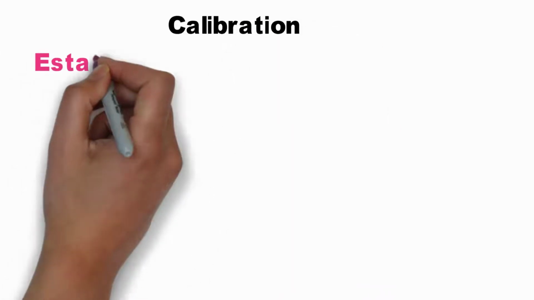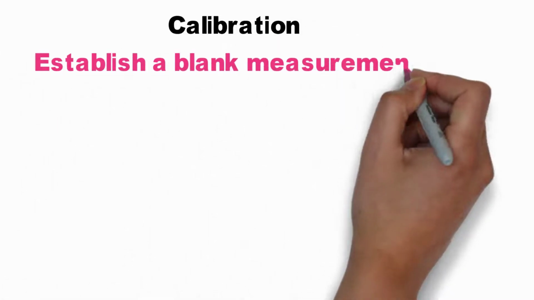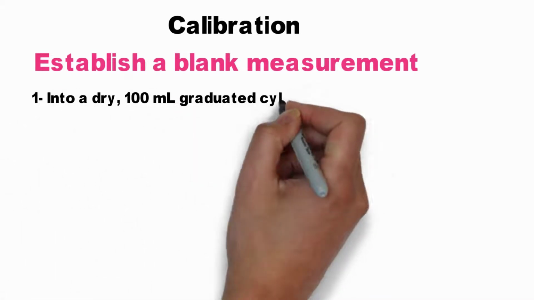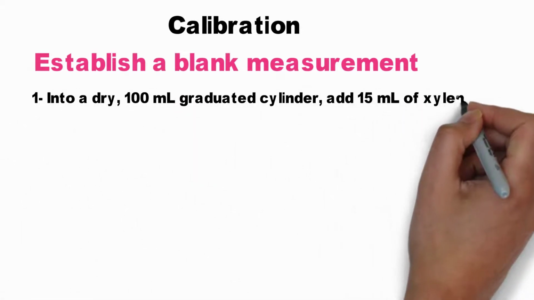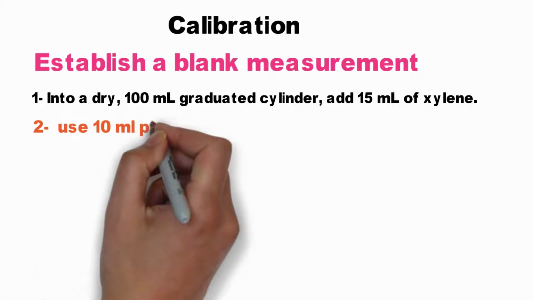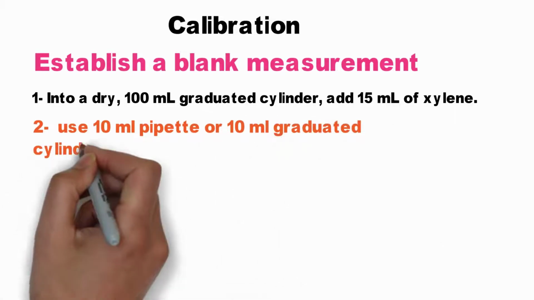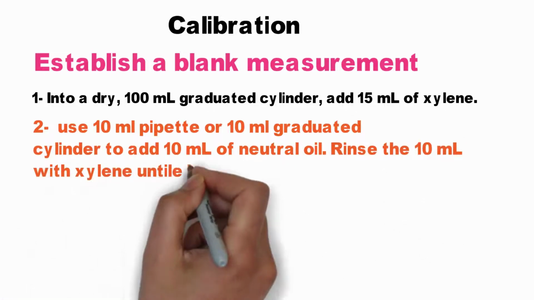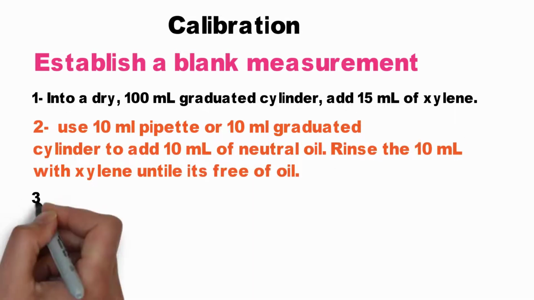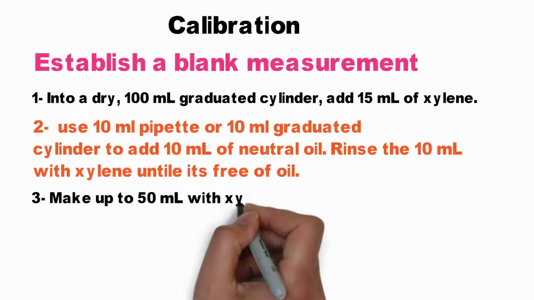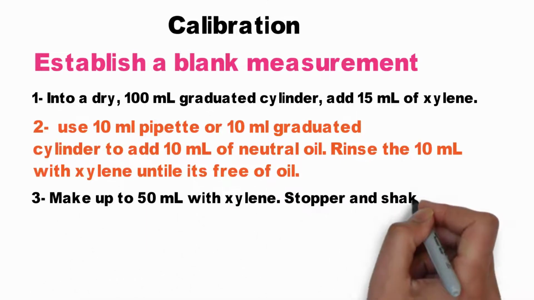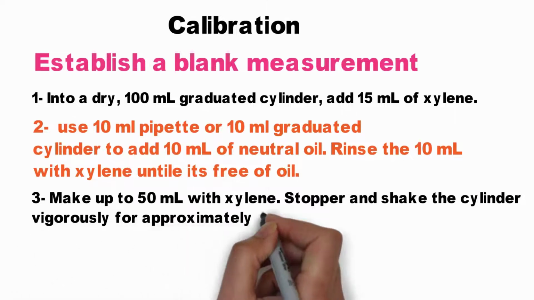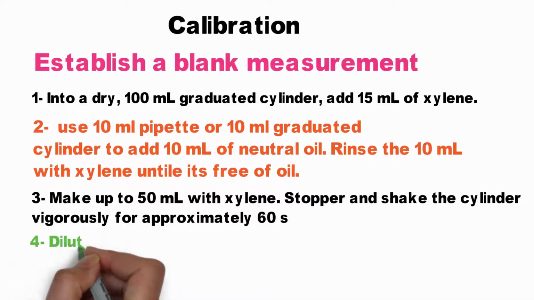Establish blank measurement. Into a dry 100 ml graduated cylinder, add 15 ml of xylene. Use a 10 ml pipette or 10 ml graduated cylinder to add 10 ml of neutral oil. Rinse the 10 ml with xylene until it's free of oil. Make up to 50 ml with xylene, stopper and shake the cylinder vigorously for approximately 60 seconds. Dilute to 100 ml with the mixed alcohol solvent.